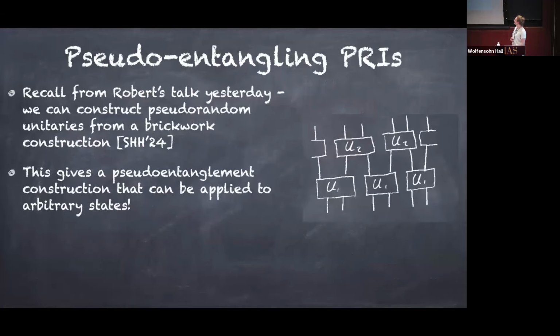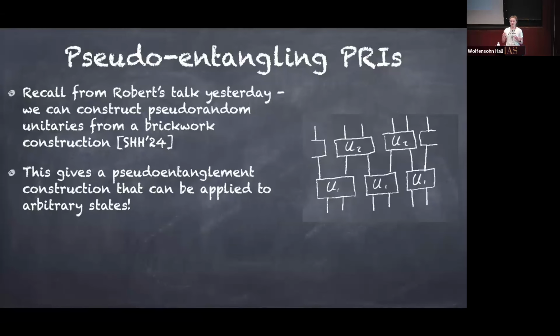Okay, so if you recall from Robert's talk yesterday, it's possible to construct pseudo-random unitaries from a brickwork construction. What I mean there is that if each of these U1 and U2 are short-depth pseudo-random unitaries, then this construction here, given by a brickwork construction of applying U1 and U2, is itself a pseudo-random unitary, where we require that each of these legs is actually a collection of log n qubits.